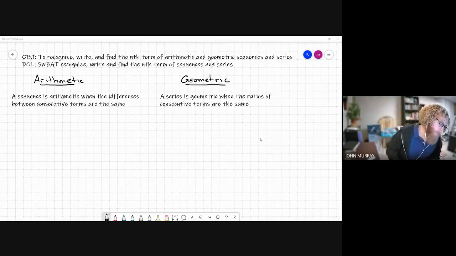Okay. Today and tomorrow, maybe tomorrow, we are going to go over the two different types of sequences there are. You should have gone over these at some point, either in geometry or algebra 2. I'm not sure if you actually did, so I am introducing them. We're not going to spend too much time on them.